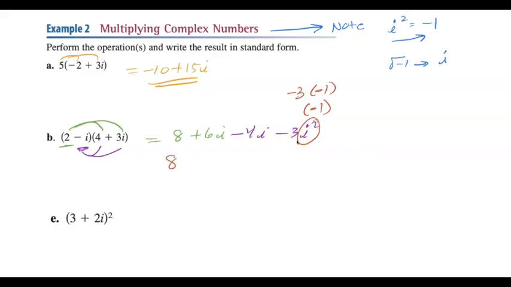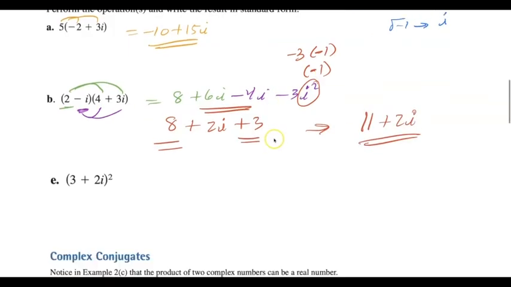This is 8. Let's add these two. You get a plus 2i. And let's multiply these two. -3 times -1 is a positive 3. Then you add up like terms, and I get, we'll put it in standard form, 11 plus 2i. So that's how you multiply complex numbers.